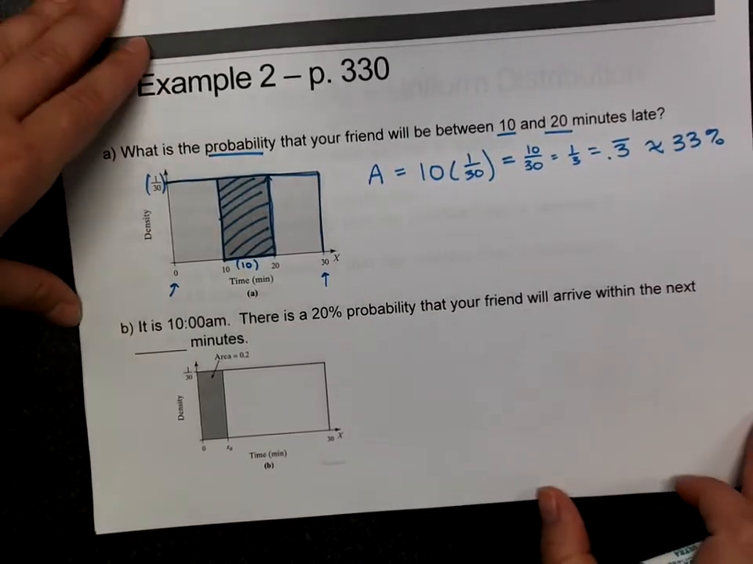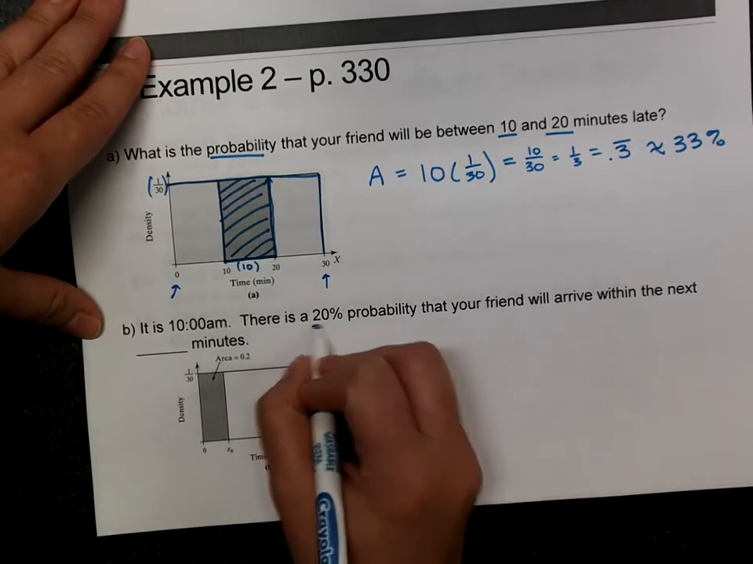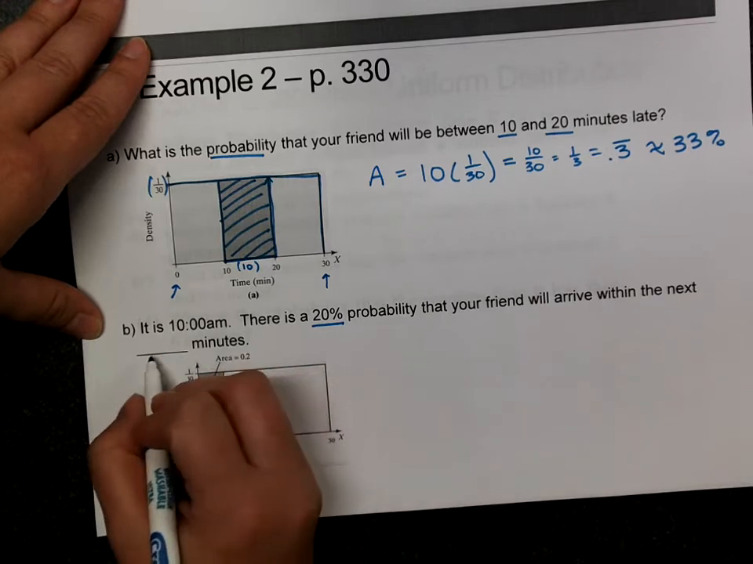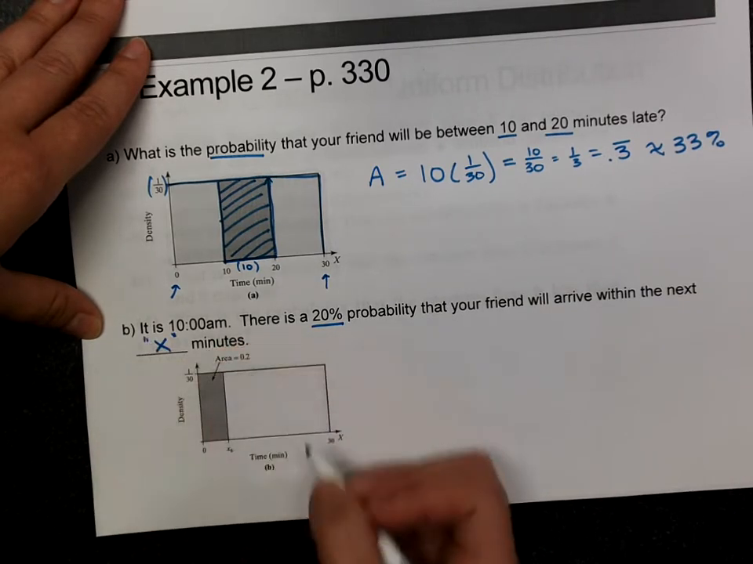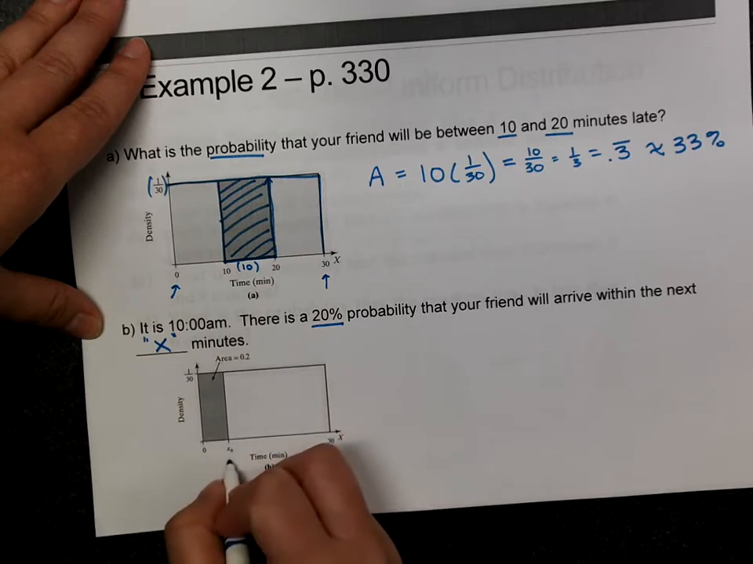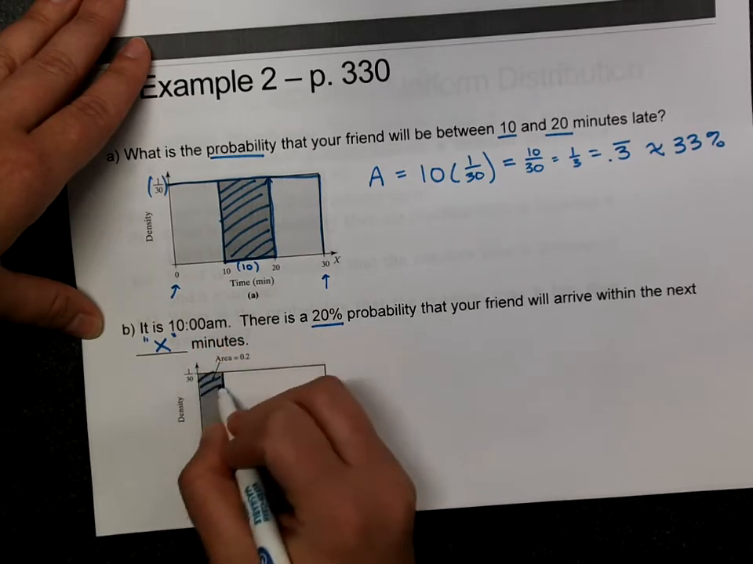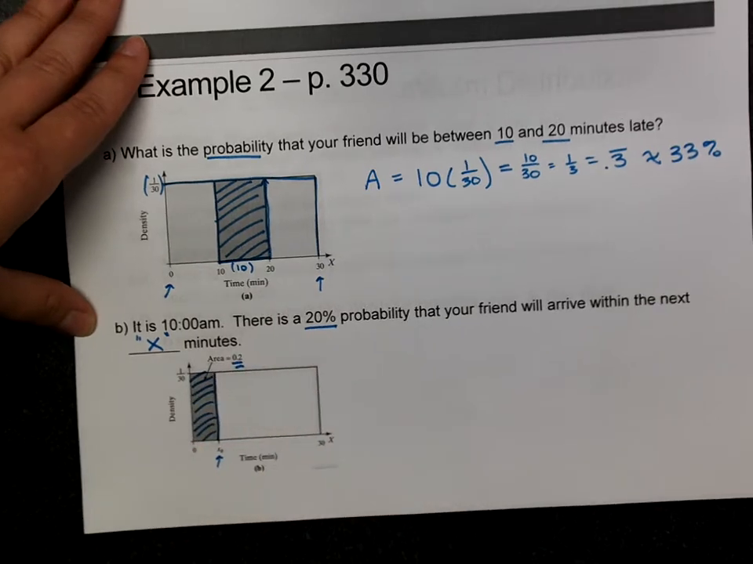So part B is a little different. It's 10 a.m. and we already know that there's a 20% probability that your friend will arrive within the next, we don't know, I'm going to call this X minutes. So we're trying to figure out what that number is that gives us that 20%, or an area of 0.2.